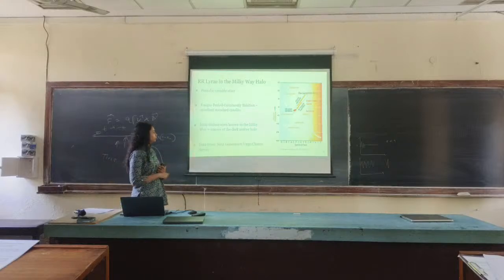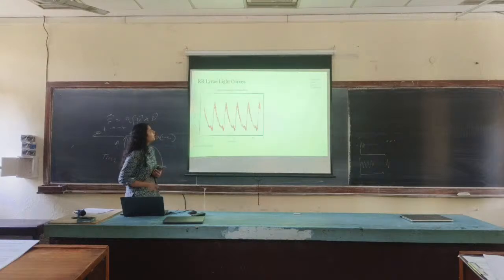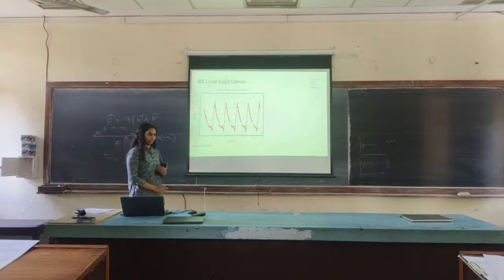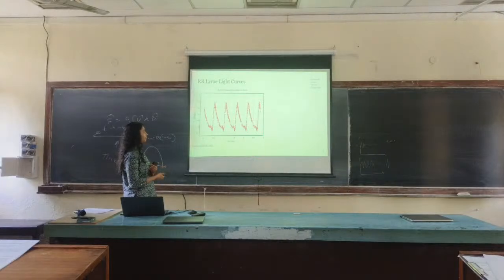The data that we used was from the Next Generation Virgo Cluster Survey. Now, this is typically what an RR Lyrae light curve would look like. A light curve is just time on the x-axis and brightness on the y-axis. So you see the brightness varying with time. And this is typically what the light curve looks like for an RR Lyrae.